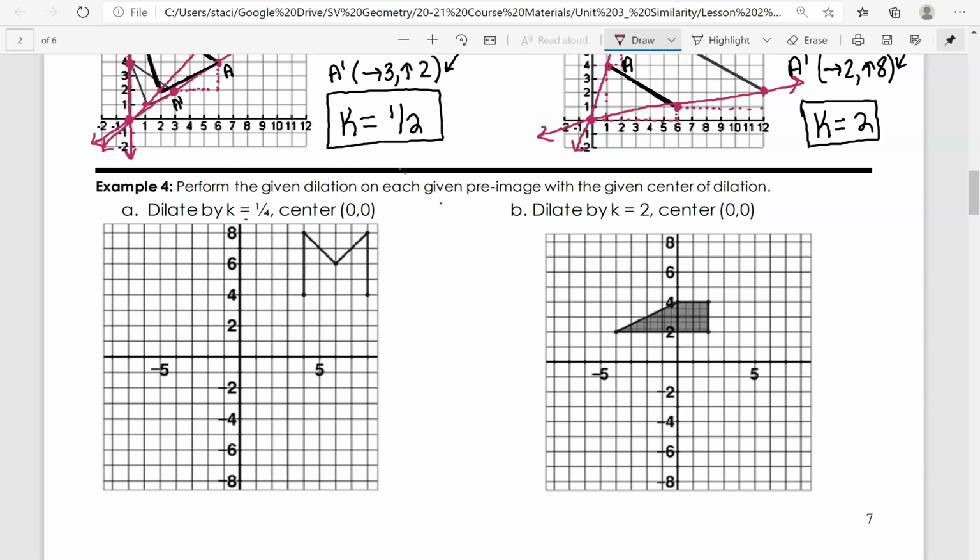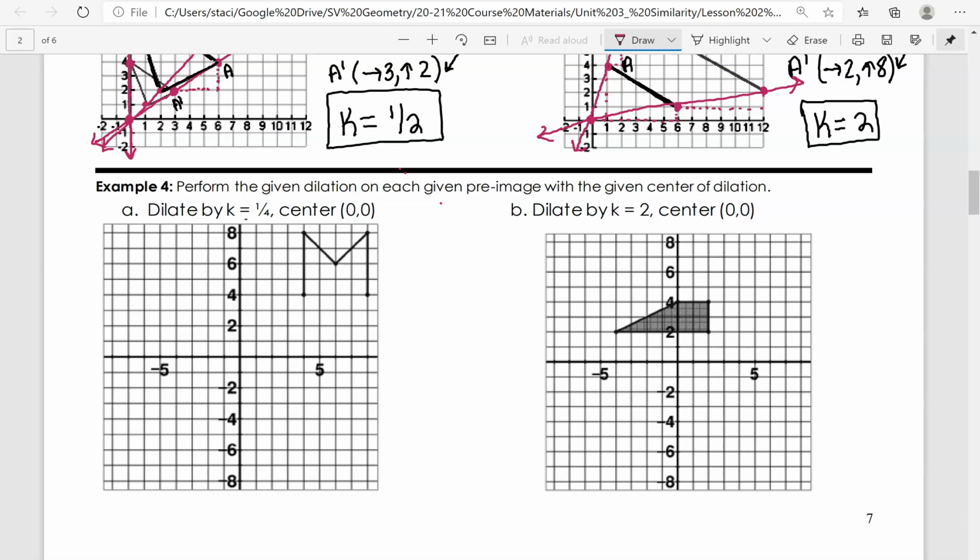All right, so in the last video, you learned how to find the center of dilation, and once you've found the center of dilation, you learned how to find the scale factor. So now let's actually learn how we perform a dilation when we are given a center of dilation both at the origin and not at the origin. So we're going to do an example of both, and then you're going to try some on your own.